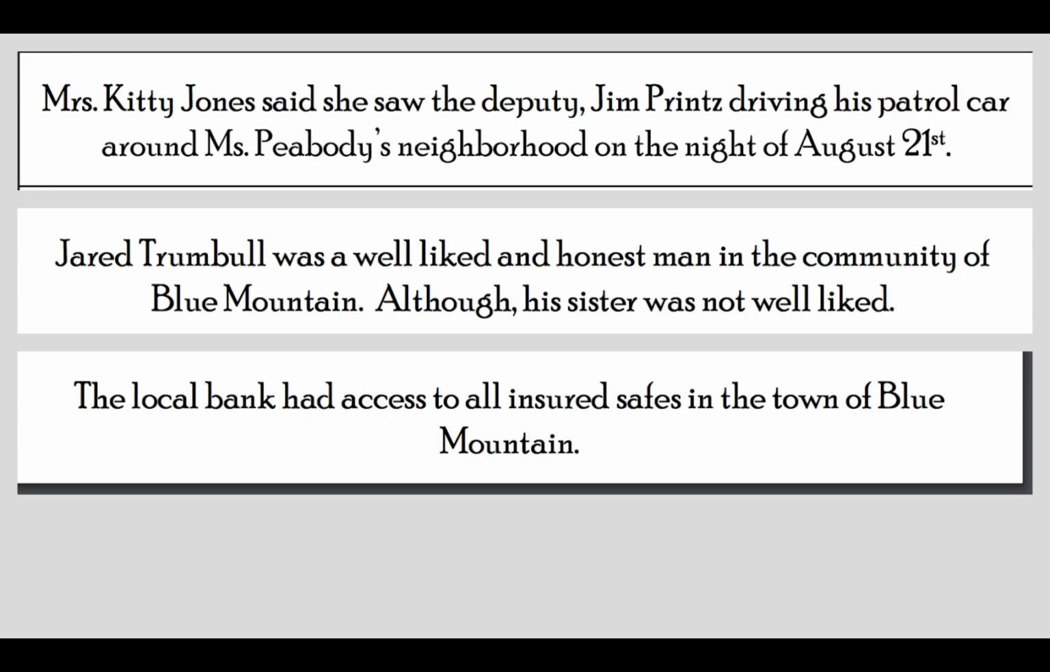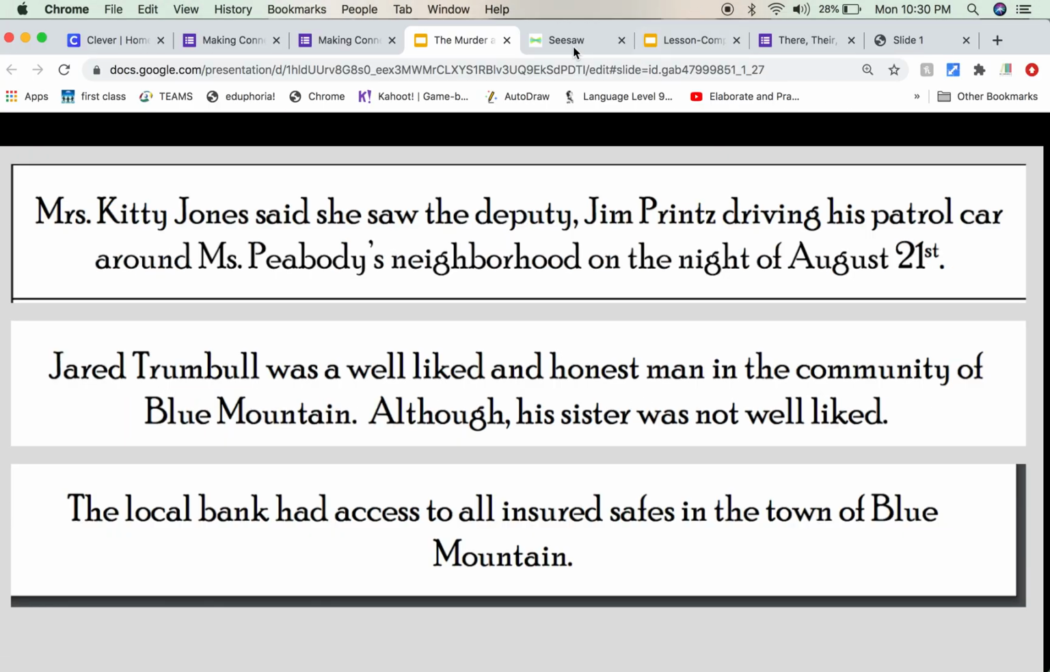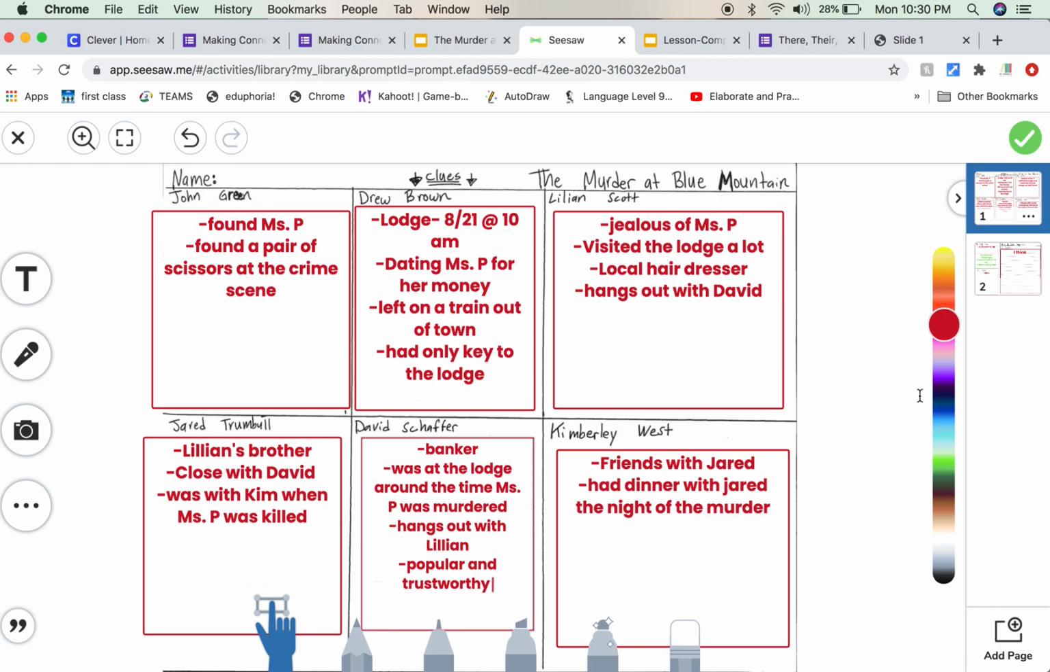And who's the only person that has access to the safes? Who works at a bank? Remember, David works at a bank. He's a banker. So let's add to our notes. We need to add that Jared, the brother of Lillian, is well-liked. So type this in, well-liked. The new clue for Jared.